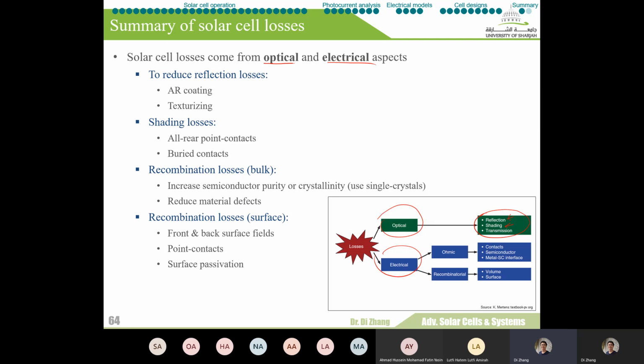We have to always consider the design for the fingers, and then how we can reduce these kinds of shading losses as much as possible. Okay, and then there is also the transmission loss. This actually depends on the optical performance of your solar cell.